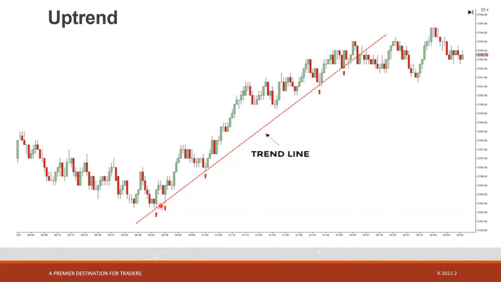And what are we doing? We are just waiting to see how price would react to it. Now, if this place holds, what it means is in the future, when price comes back to this trend line, we could start to look for a potential buy opportunity.